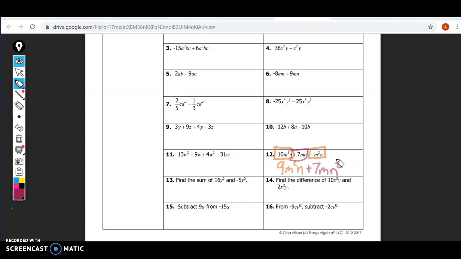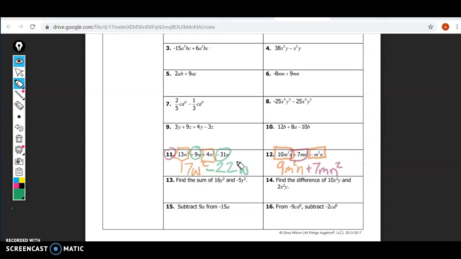Again, number 11 here, you can only combine letters that have the same exponent. 13w squared and a 4w squared you can combine to make 17w squared. And the other one is 9w's with a minus 31w's, which is a negative 22w's.